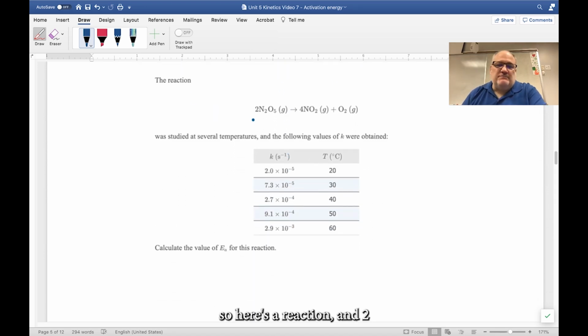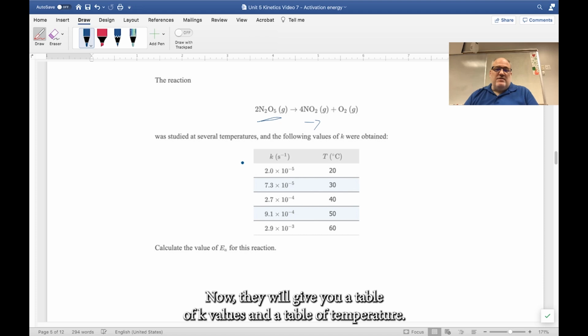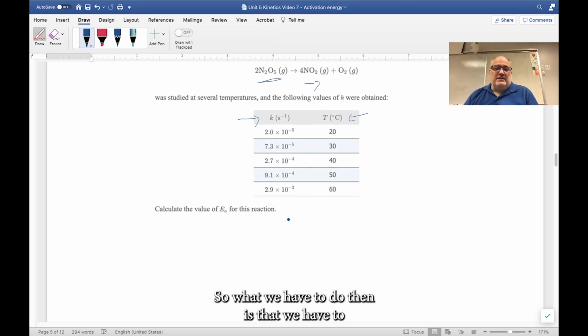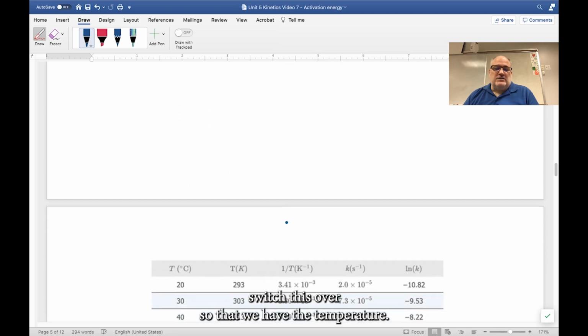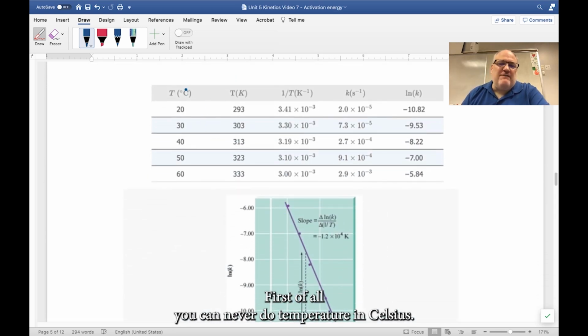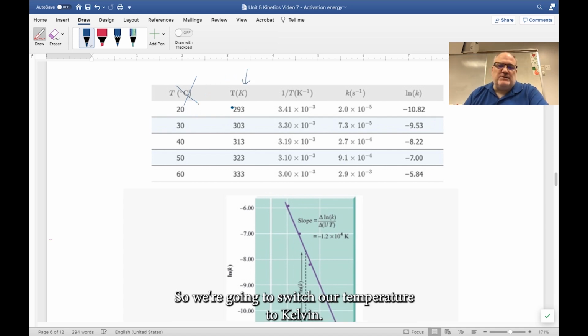So here's a reaction. N2O5, two of them hit into each other, and they form this stuff over here. They will give you a table of k values and a table of temperatures, and they'll say, calculate the value of Ea for this reaction. First of all, you can never do temperature in Celsius. Do we remember this from all our gas stuff? It always must be in Kelvin. So we're going to switch our temperature to Kelvin.